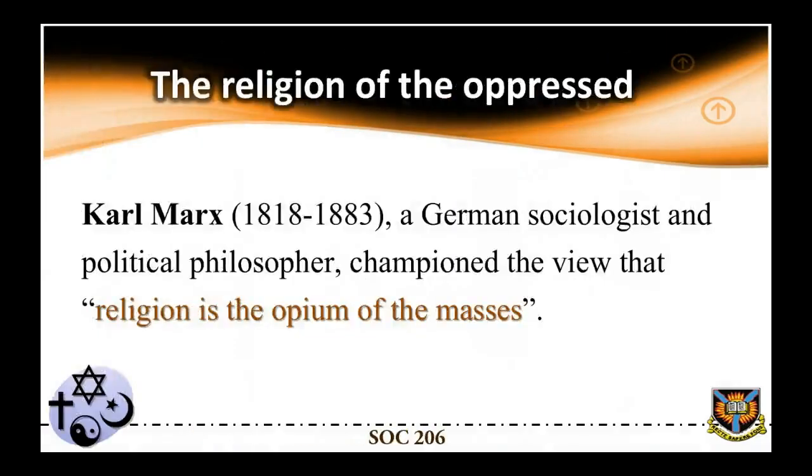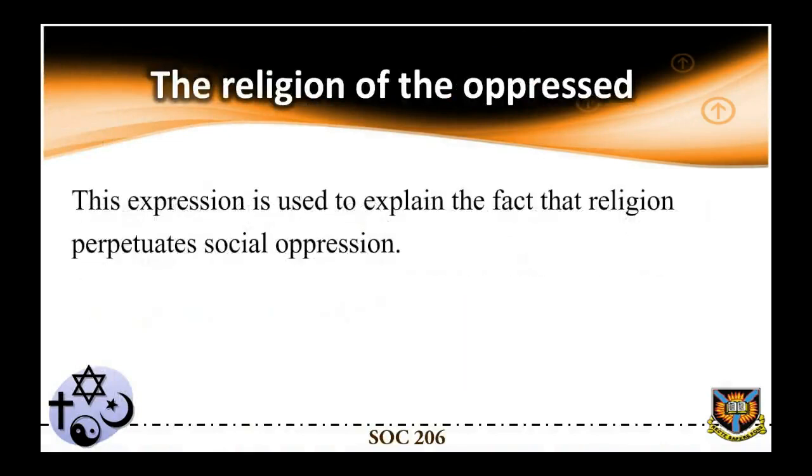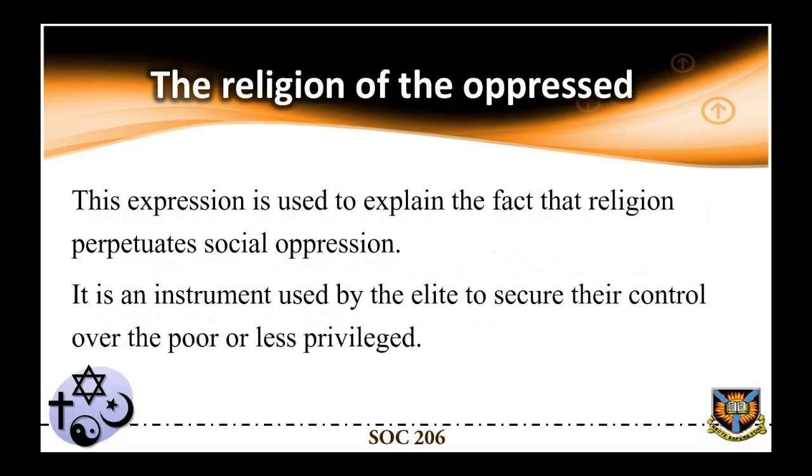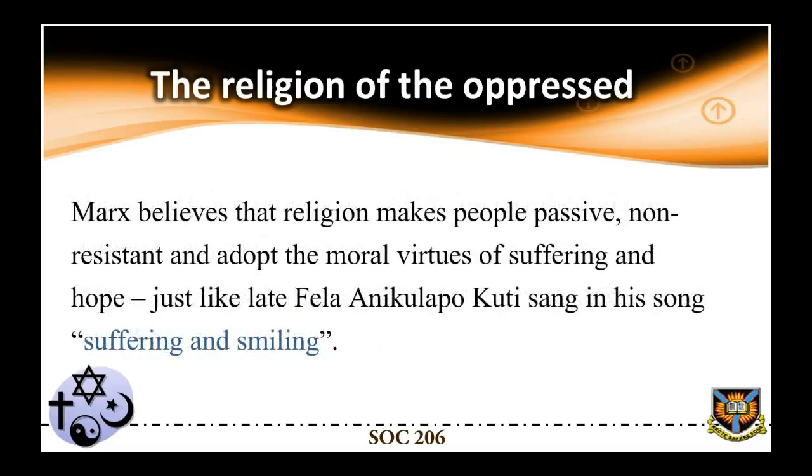The religion of the oppressed. Karl Marx, 1818 to 1883, a German sociologist and political philosopher, championed the view that religion is the opium of the masses. This expression is used to explain the fact that religion perpetuates social oppression. It is an instrument used by the elite to secure their control over the poor or less privileged. Marx believes that religion makes people passive, non-resistant, and adopt the moral virtues of suffering and hope. Just like late Fela Anikulapo Kuti sang in his song, Suffering and Smiling.